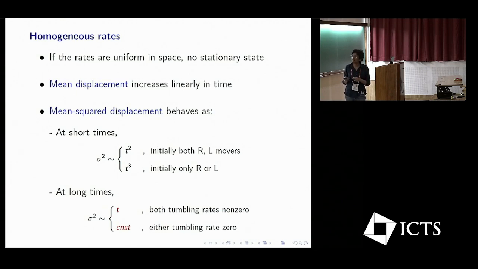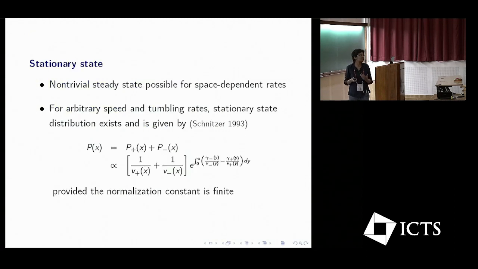But at longer times, in any case, there's a crossover from these to t, provided both tumbling rates are non-zero. If either of them is zero, then sigma square becomes a constant. That's simply because if there's no tumbling, then after some time the particle is simply moving deterministically, and therefore there's no sigma square added to it. Okay, so that's the homogeneous rates case. And as I said, there's no stationary state.